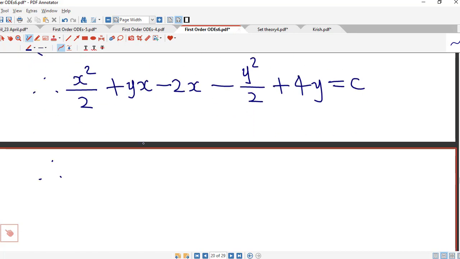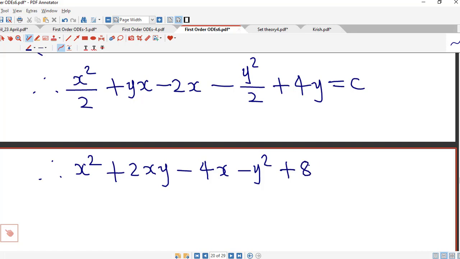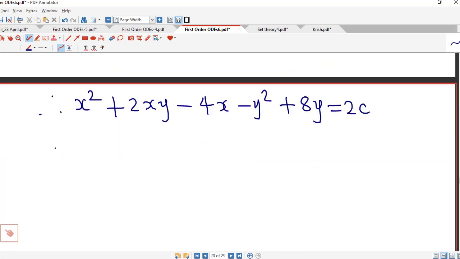And we can take 2 LCM. We multiply the whole equation by 2 and we have x square plus 2xy minus 4x minus y square plus 8y equal to 2c. We have taken 2 LCM, so these terms are multiplied with 2. This is also multiplied with 2. So this is the general solution.